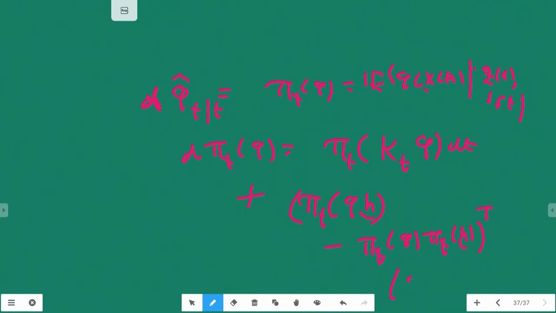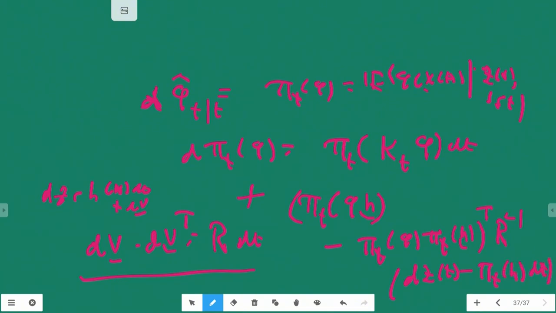r is the covariance of the measurement noise. R is defined as follows: if your measurement model was dz equal to h of x dt plus dv, then r is defined by dv dv transpose equal to r dt. That is, r is the covariance matrix of the differential of the measurement noise process. So, this r inverse is multiplied by dzt minus pi t h dt.